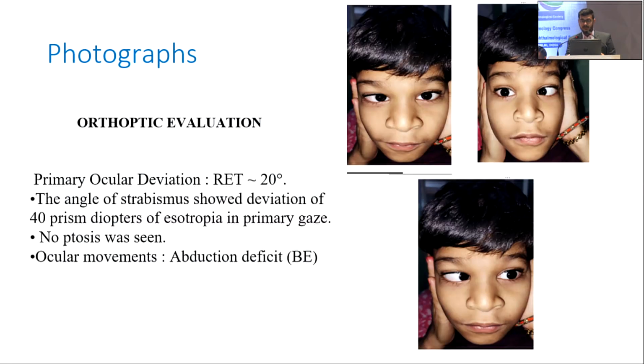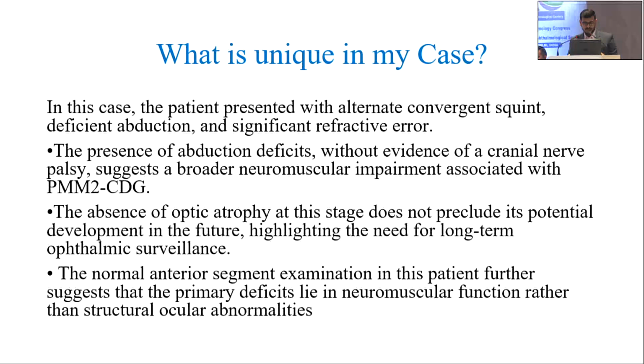In orthoptic evaluation, there was primary ocular deviation, right esotropia of 20 degrees. The angle of strabismus showed a deviation of 40 prism diopters of esotropia in primary gaze. No ptosis was seen. There was abduction deficit in each of the eyes. In this case, the patient presented with alternate convergent squint, deficient abduction, and significant refractive error.